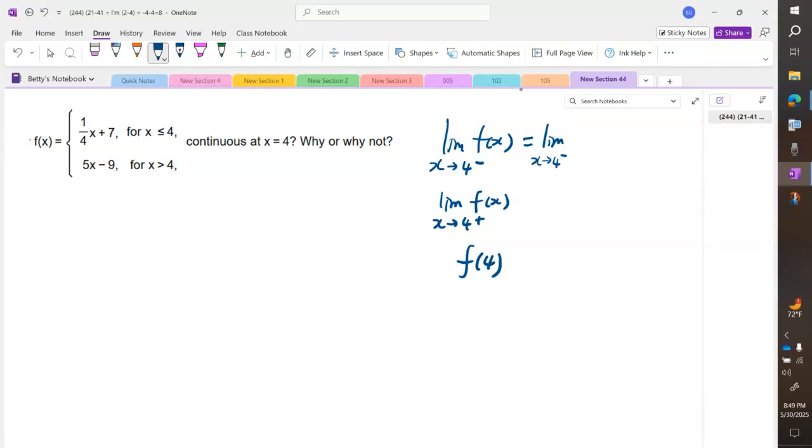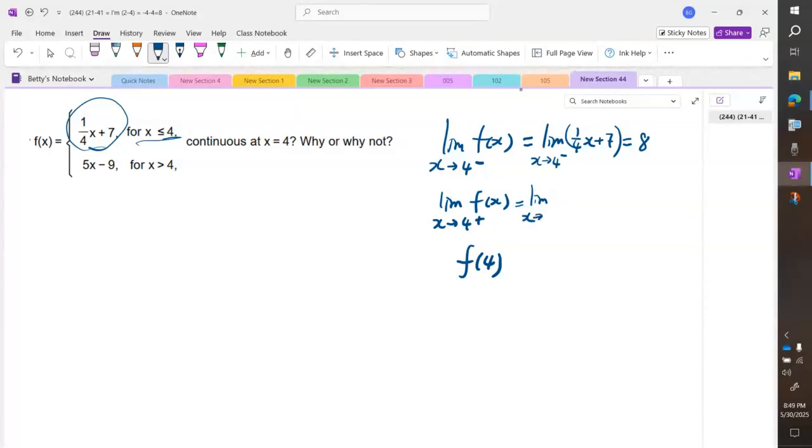When x approaches 4 from the left, that means x is less than 4, then we should use the first piece of the function, 1 over 4 x plus 7. When x approaches 4, 1/4 of 4 is 1. 1 plus 7 is 8. The function approaches 8.